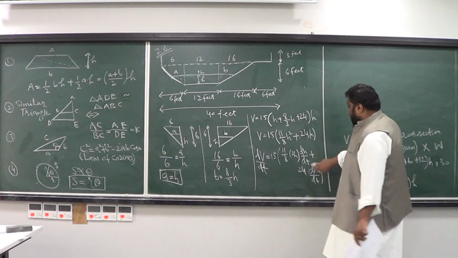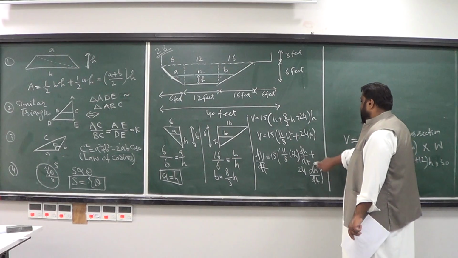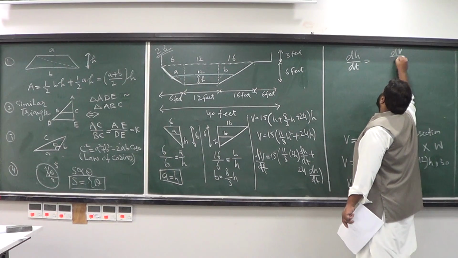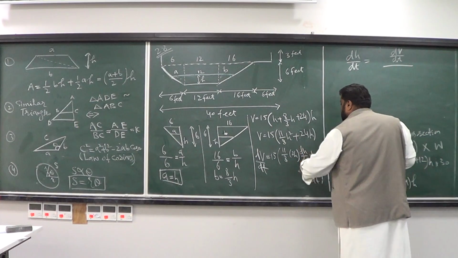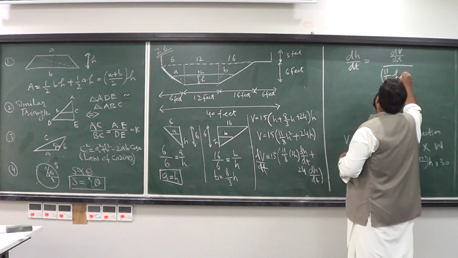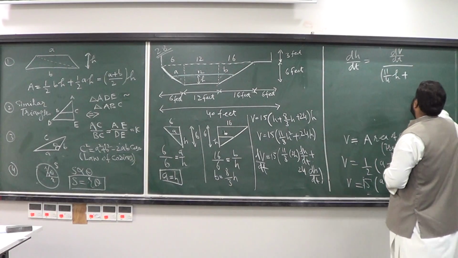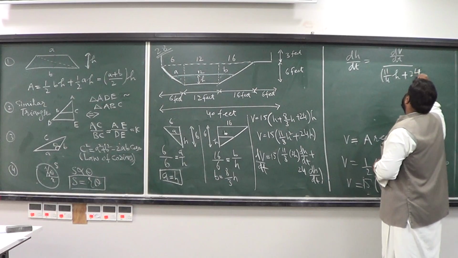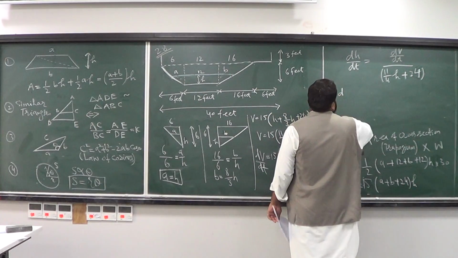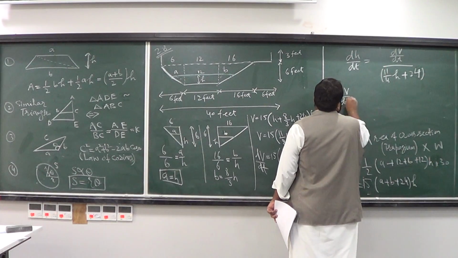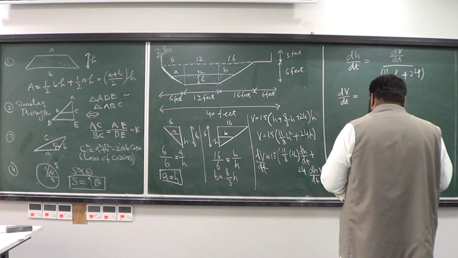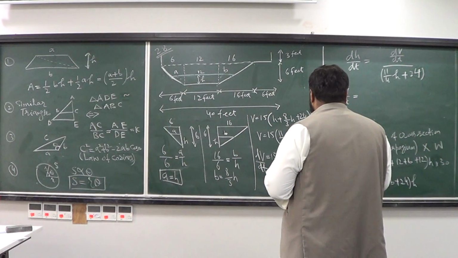So if I pull this dH by dt out of this bracket, this dH by dt will become dV by dt divided by, and throw everything else on the other side. So you're going to get 11 upon 4H plus 24. So this is really the major thing we have got. Now we know about dV by dt, the rate at which the water is changing.